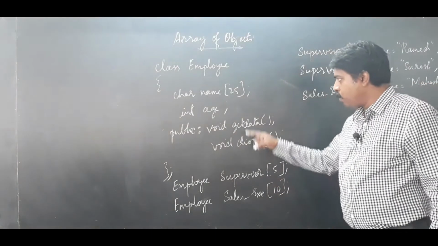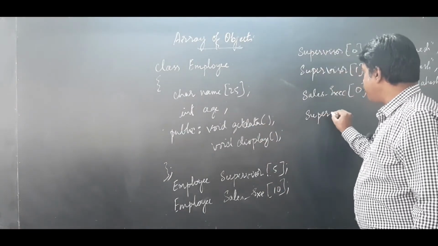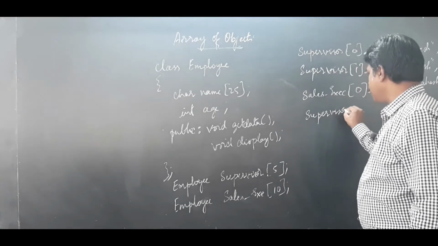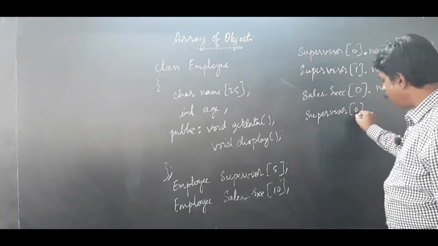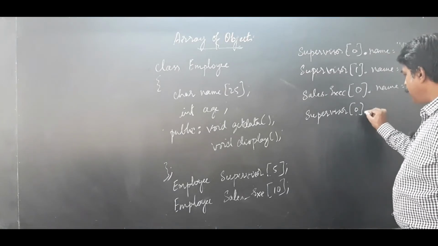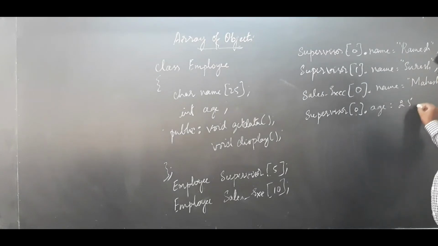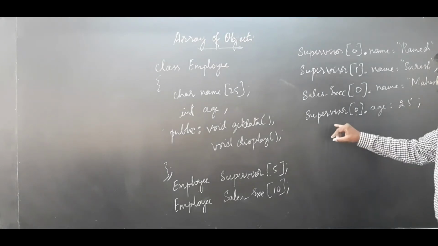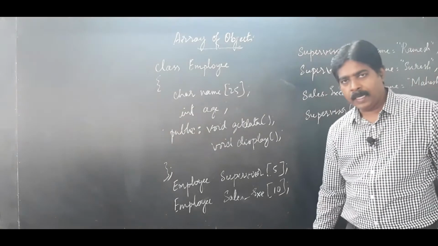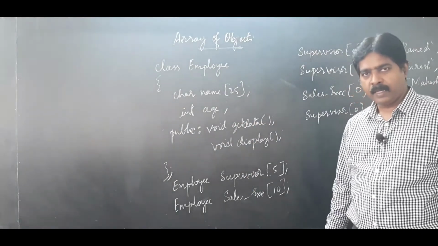Likewise, if I want to go for age, I can take supervisor of 0 or 1 or 2 or 3 or 4, dot age equals 25. So, this is how we are going to take the array of objects. Hope you go through this example and understand.